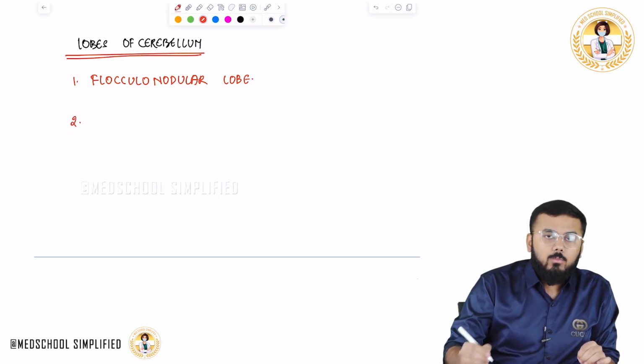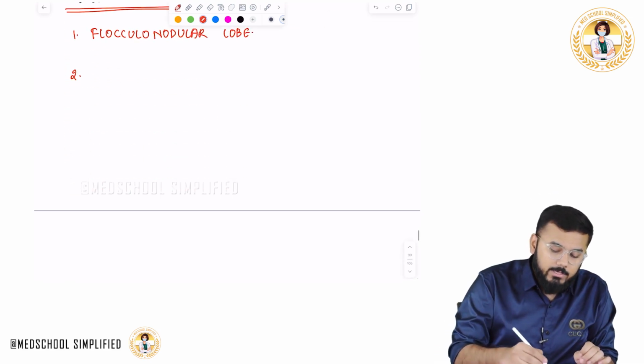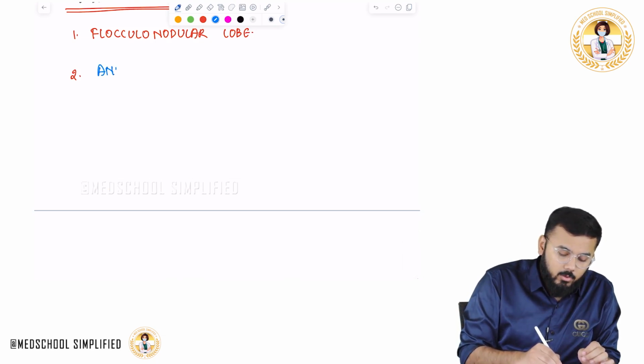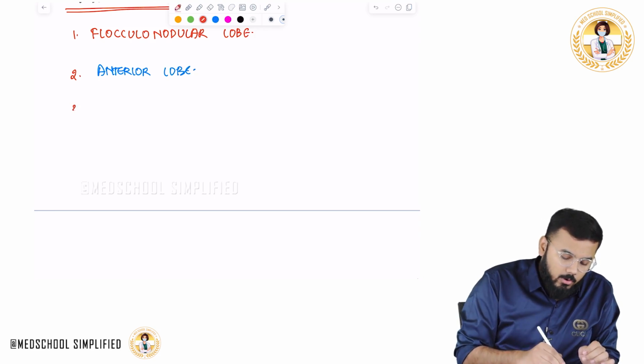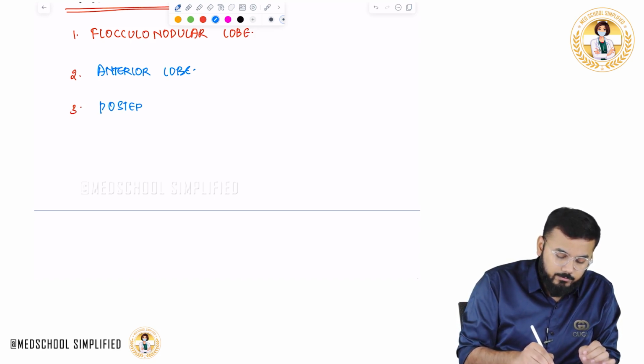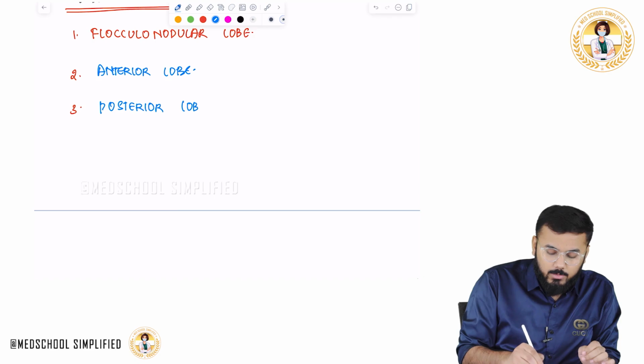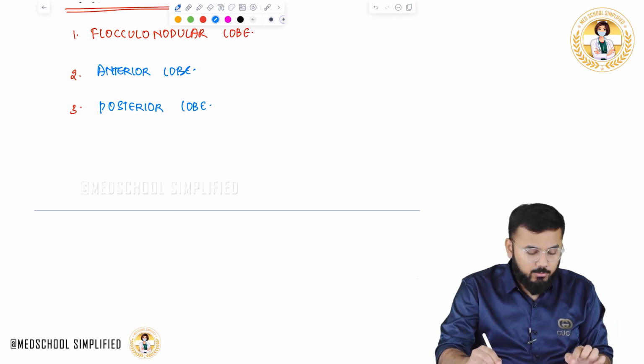Now coming to the second lobe. What is the second lobe? The second lobe is called the anterior lobe. And what is the third lobe called? The third lobe is called the posterior lobe. So where is the anterior lobe and where is the posterior lobe?